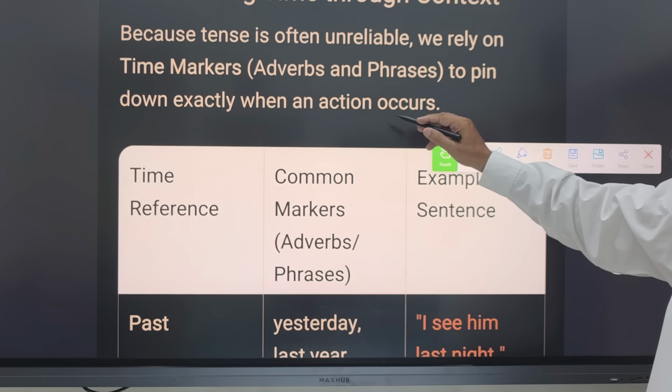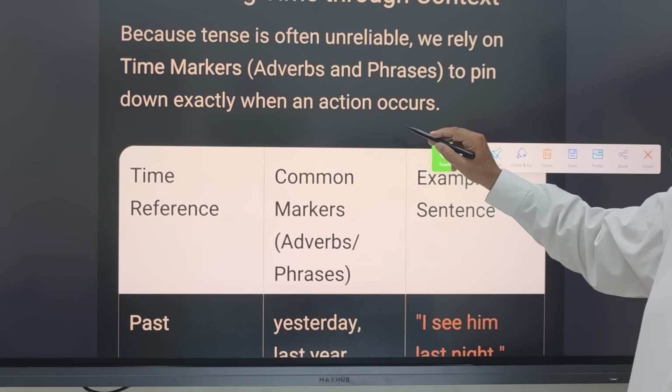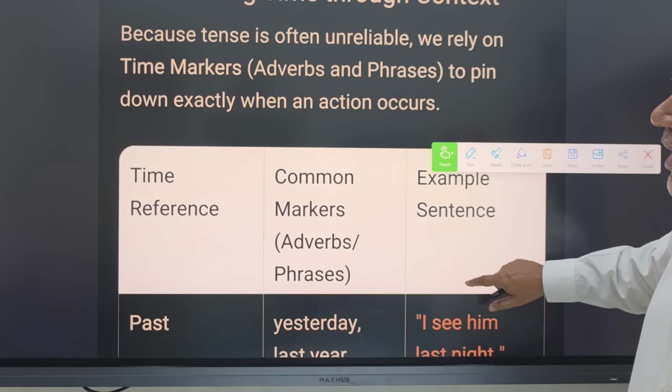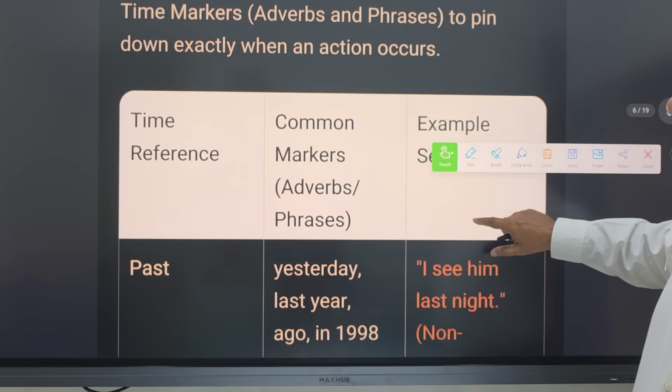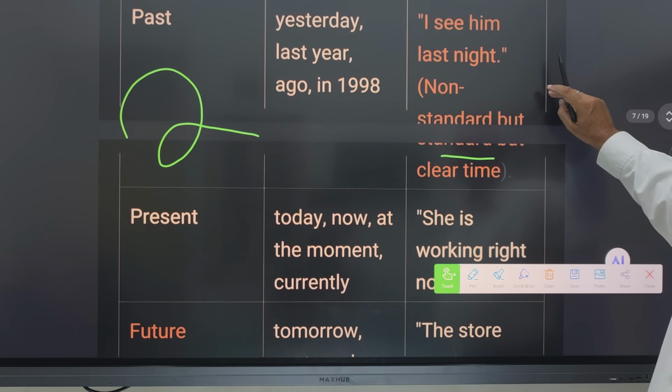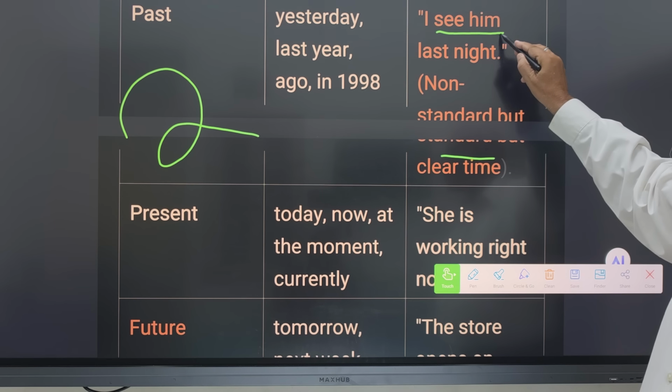So there are certain time phrases from which we can get an idea of when something is happening. Say, if we talk about the past: yesterday, last year, ago, in 1998. All these are time markers which indicate that something happened in the past. I see him last night. Now see, I see him: this is the first form of the verb.